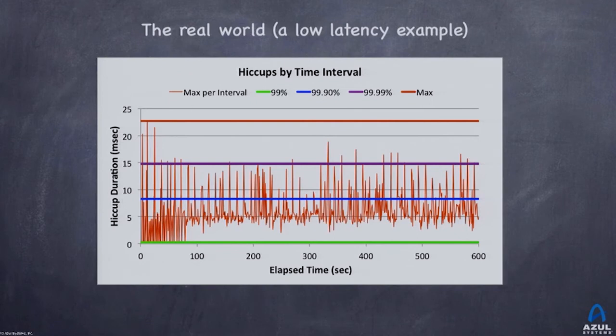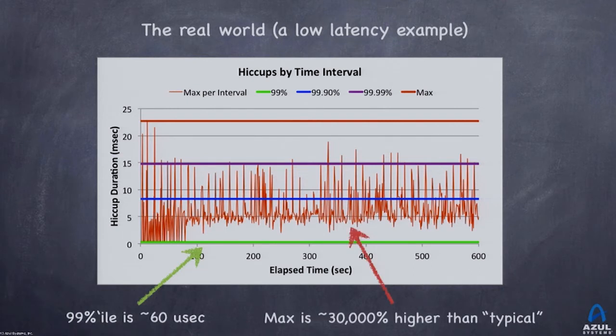Now, this is a picture from an actual low latency trading system measured over about 10 minutes. And I use this picture to depict why the word jitter is a terrible way to describe what happens to latency in software. In this picture, and these scales are really good when you look at human response time applications, 20 milliseconds is right there. But in this picture, the 99th percentile of all responses was 60 microseconds. Yeah, that's a pretty good number. But these spikes are in the 10 to 20 millisecond range. They're 30,000% higher than the 99th percentile.